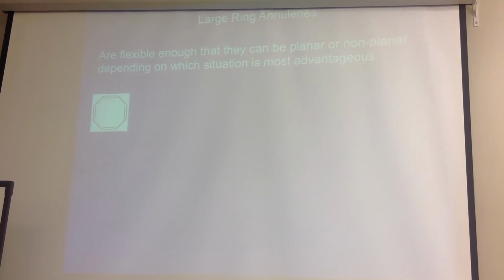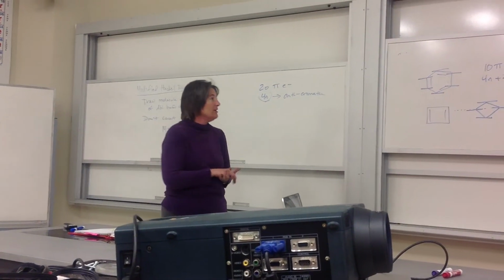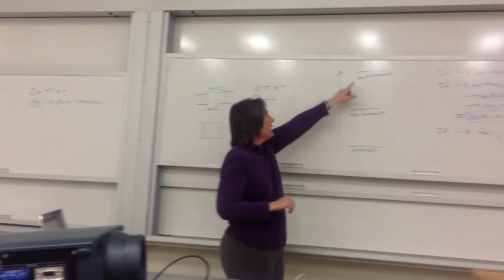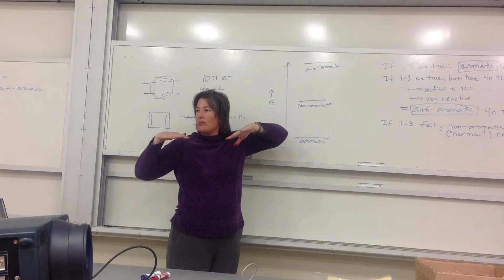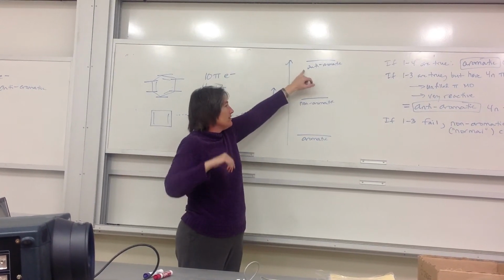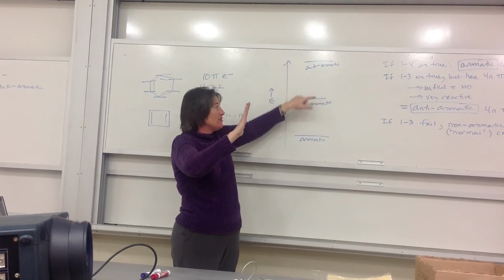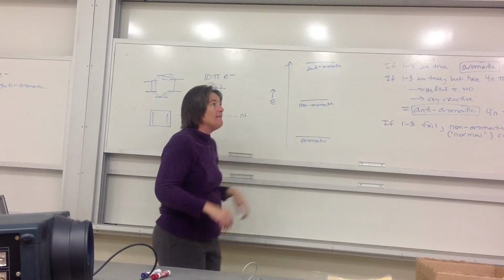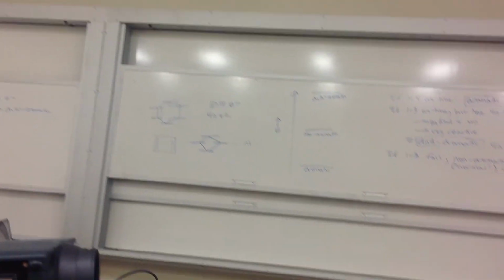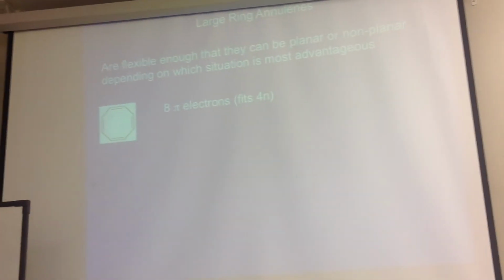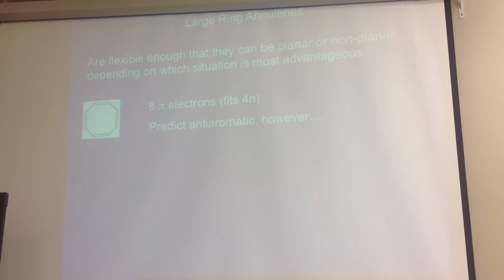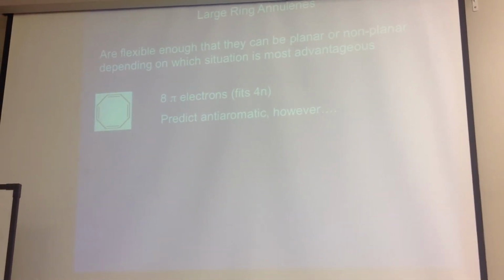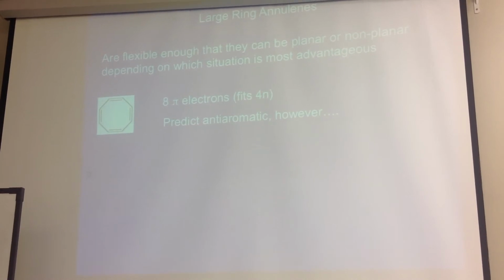So what they can do is they can be planar, that's fine. If planar is bad, so let's say being planar puts them up here, anti-aromatic, that's a bad thing. So when they're big enough, we're looking at like 8 carbons and above, that's big, they can tweak a carbon out of plane and then drop down to non-aromatic, which is better. An example of that is this guy right here. If we assume it's planar, it has 8 pi electrons, it fits 4n, you would predict anti-aromatic. Because if criteria 1 through 3 fit, and it's 4n electrons, it's anti-aromatic.